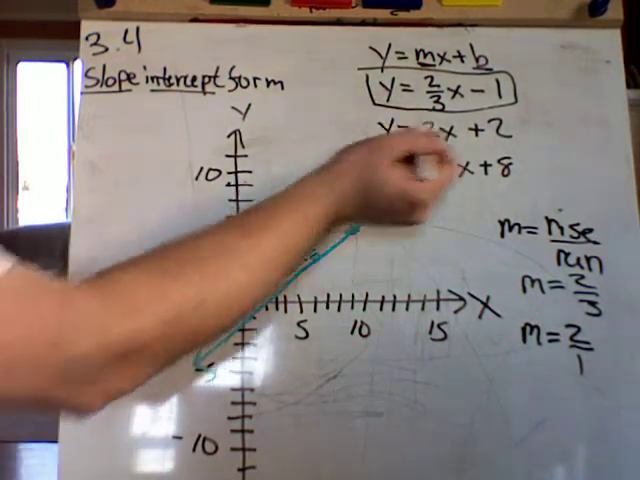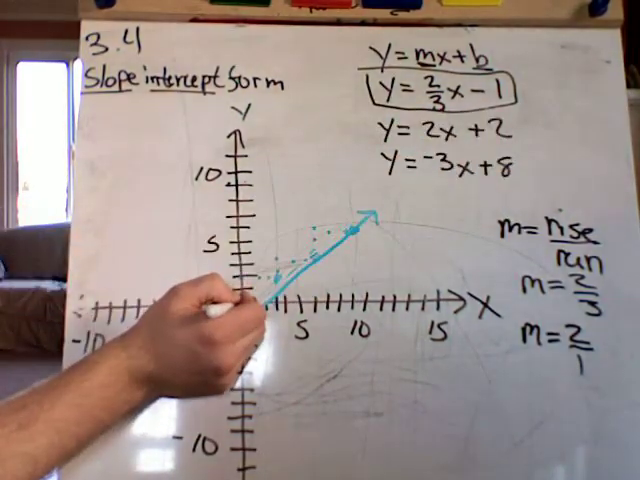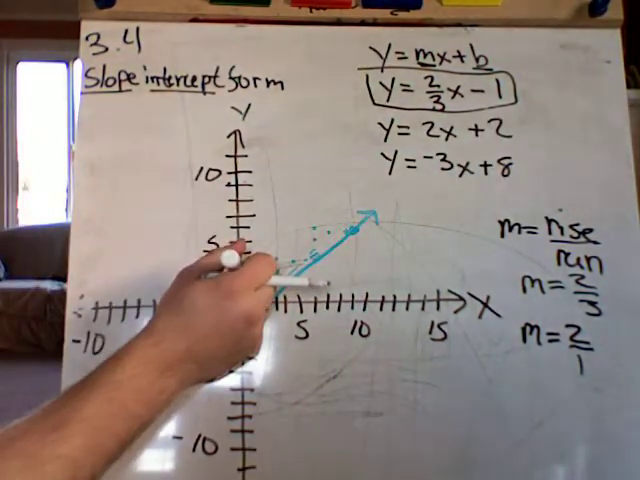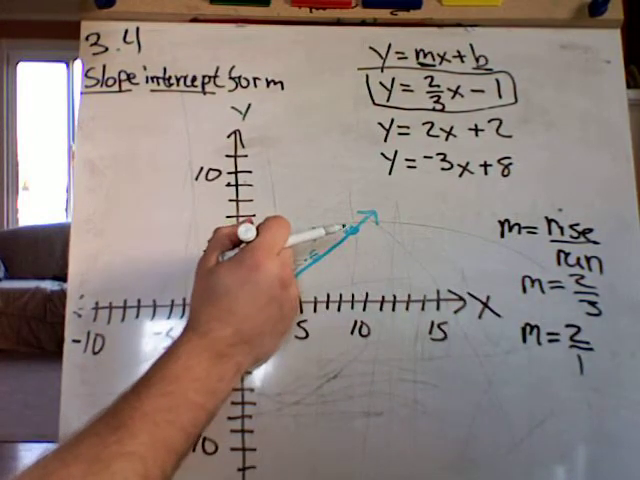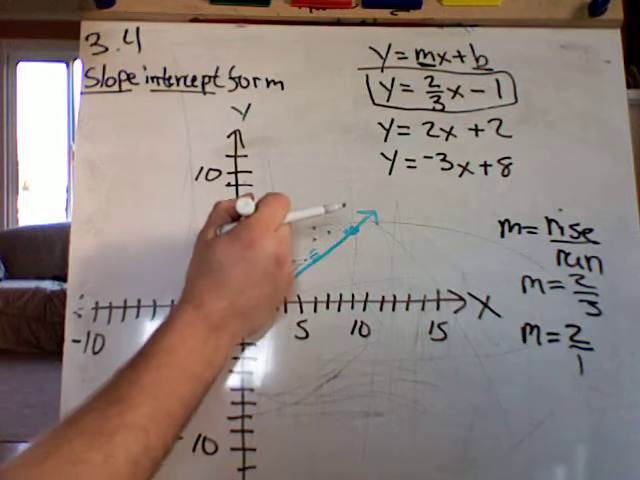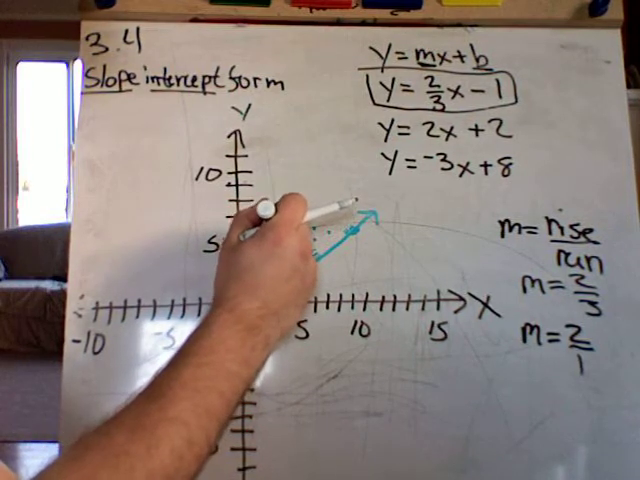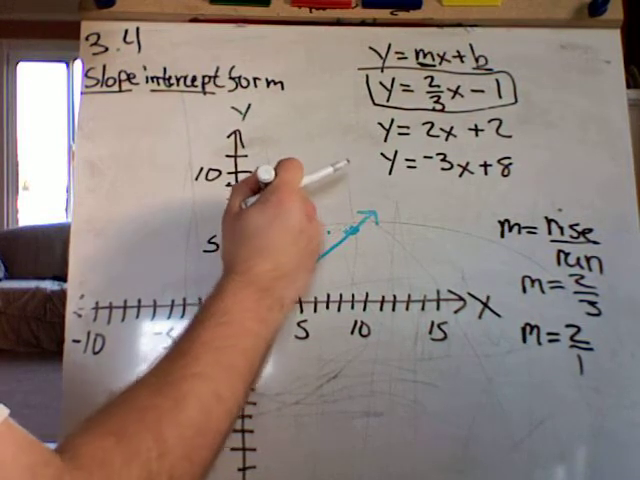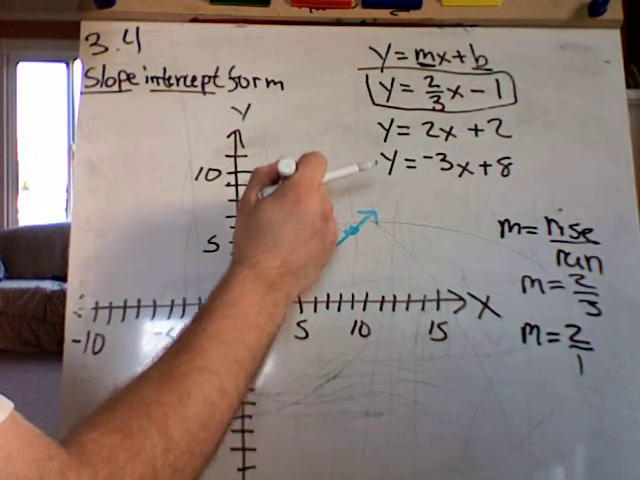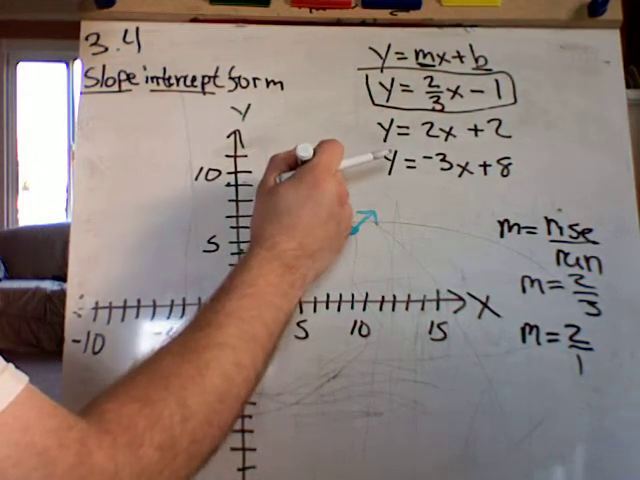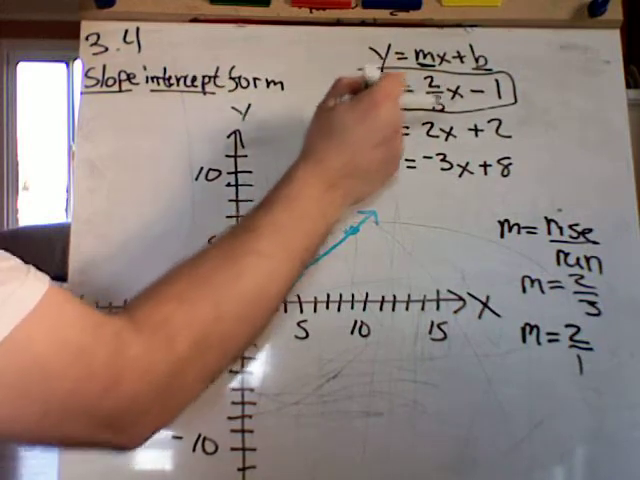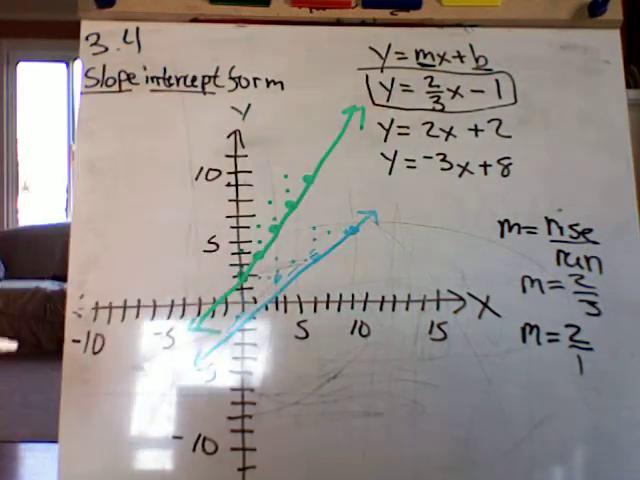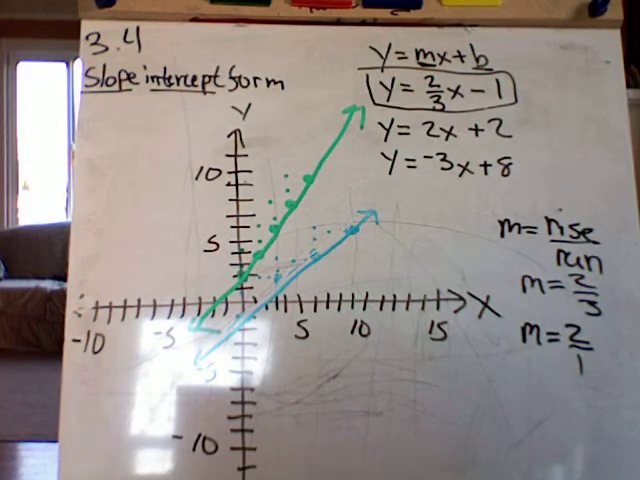So again, I start off at 0, 2, and make my first data point. Now I'm going to rise 2, run 1. Rise 2, run 1. Rise 2, run 1. I can do that as many times as I need or want. And there's my straight line.